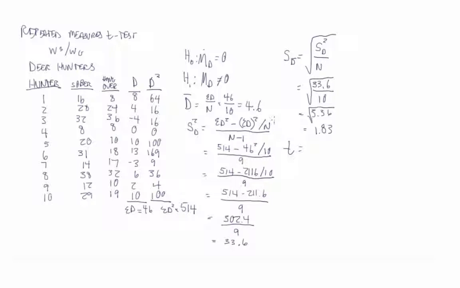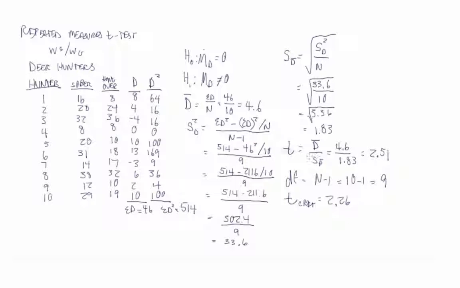Next is to find t, and t is equal to the mean difference over the standard error, and so we can just plug the numbers in here, 4.6, which we got right here, over 1.83, and t is going to be equal to 2.51. Next step is to find our degrees of freedom, which are equal to n minus 1, and so 10 minus 1 is equal to 9. That allows us to look up our t critical. With 9 degrees of freedom at 0.05, it's 2.26.